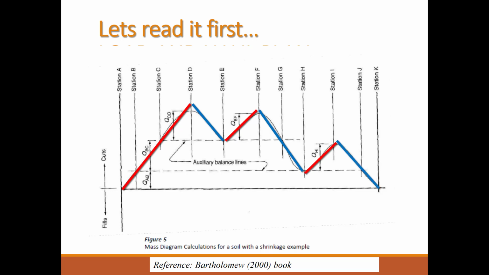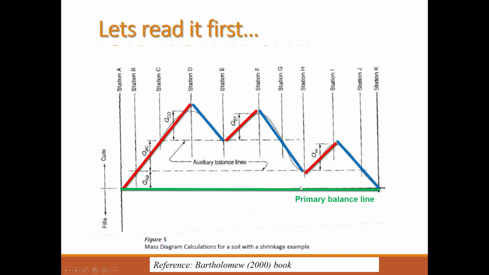Neat. Now, we have identified that these are the different quantities that are happening, and these quantities are really the quantities of excavation or earthwork. QAB is really the amount from station A to station B. QBC is the amount from station B to station C and whatnot. These are determined also based on these auxiliary lines that we see.